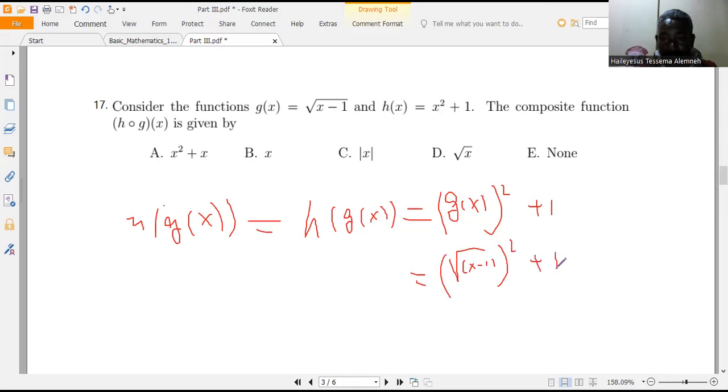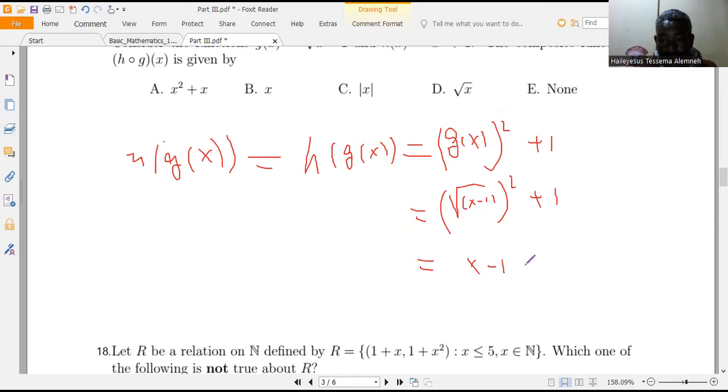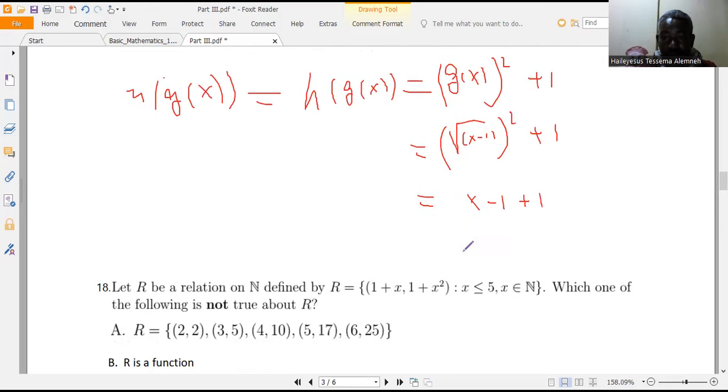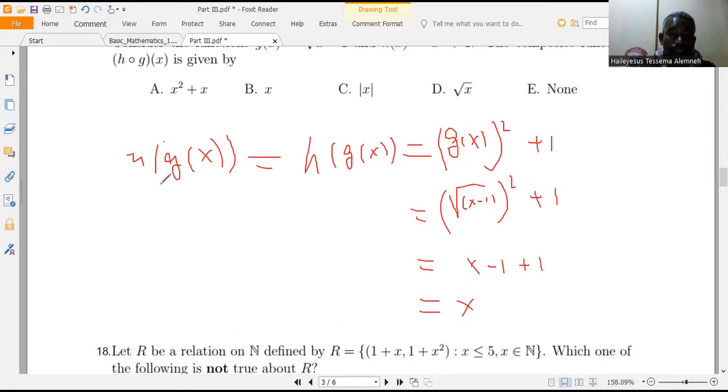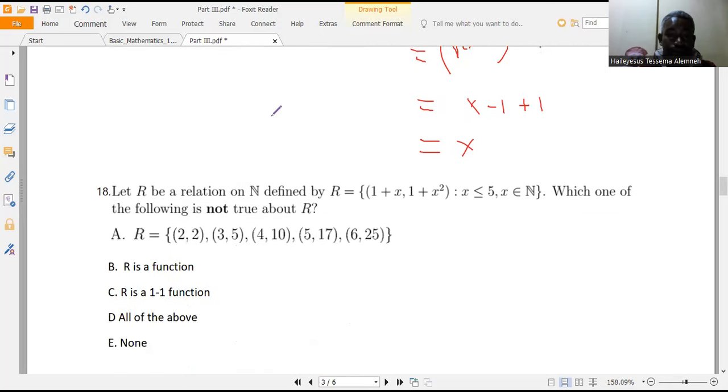Which is the same as x minus 1 plus 1. So what's left is x. So the composite function is the identity function x. So B is the alternative.